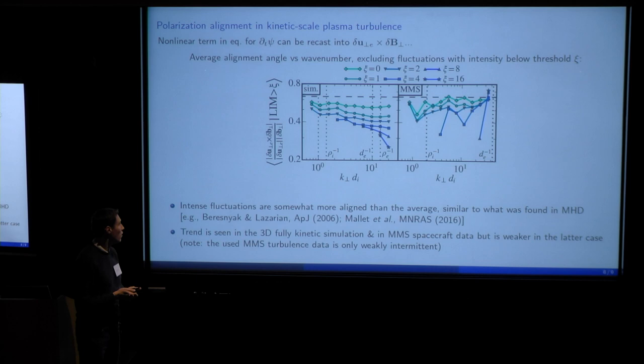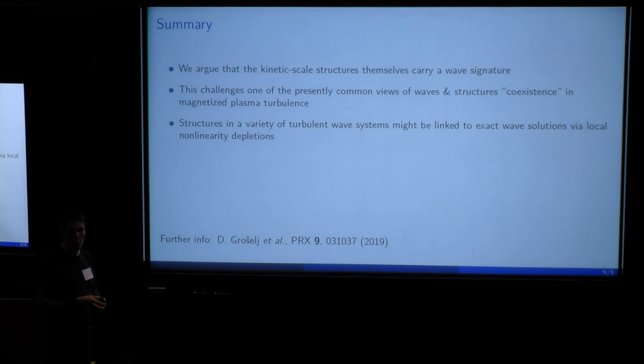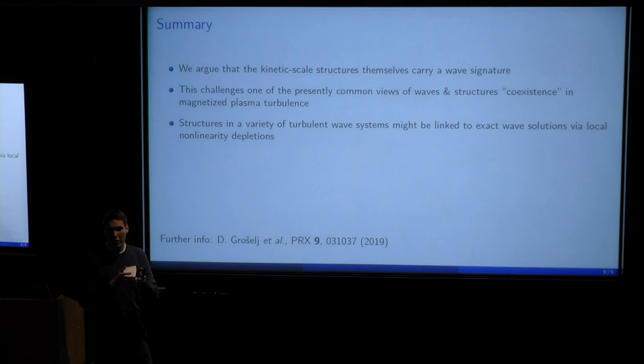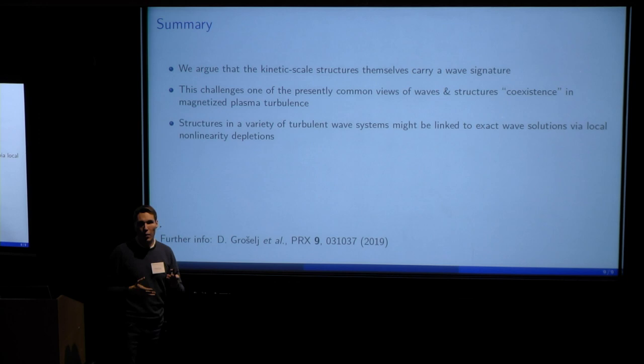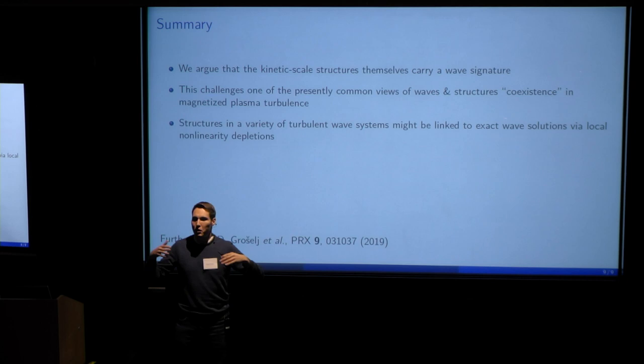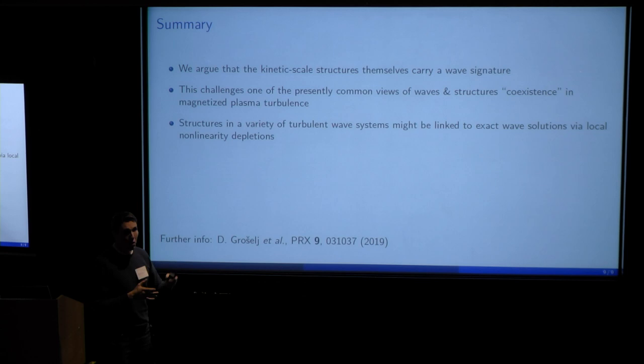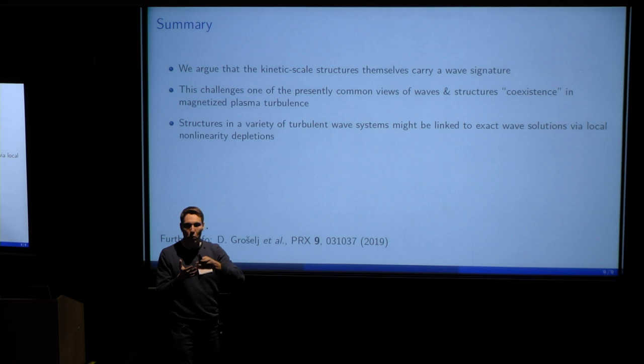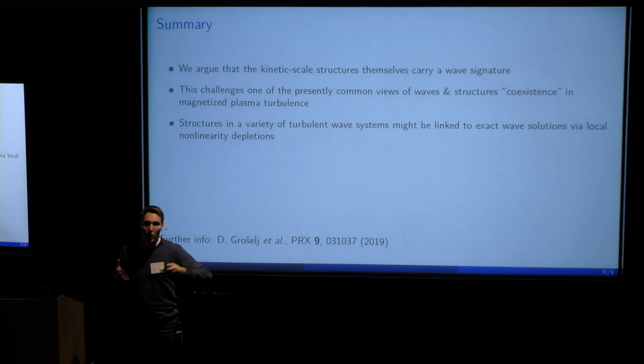So this brings me to my conclusion. We argued that the kinetic scale structures themselves preserve a wave signature. This is somewhat opposite to one of the common views in the literature, which talks about waves and structures coexisting, as if they were mutually exclusive things. One of the arguments for why this might be so is that, naively speaking, you would think the nonlinear time is inversely proportional to the fluctuation amplitude, but there's this geometric factor that you have to consider. So the structures are not that much more nonlinear than anything else out there in the turbulence. Thank you.